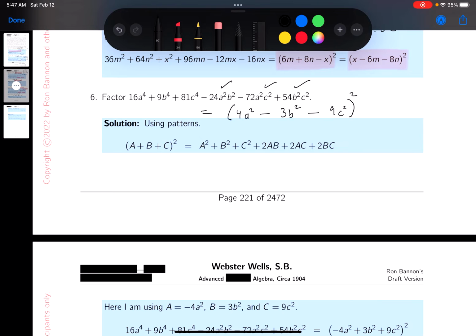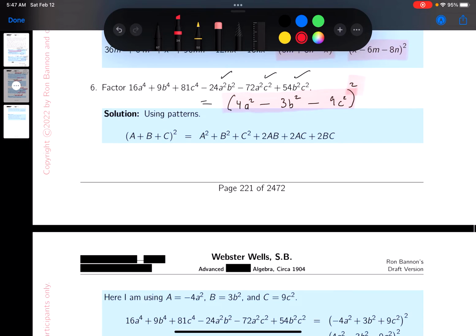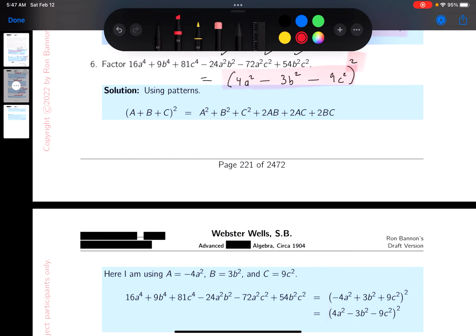All right? So I'm going to get my red pen out. I'm going to look at this. And someone says, where's the answer on the next page? And I see that right here. I see the 4a squared minus 3b squared minus 9c squared, that whole thing, quantity squared.